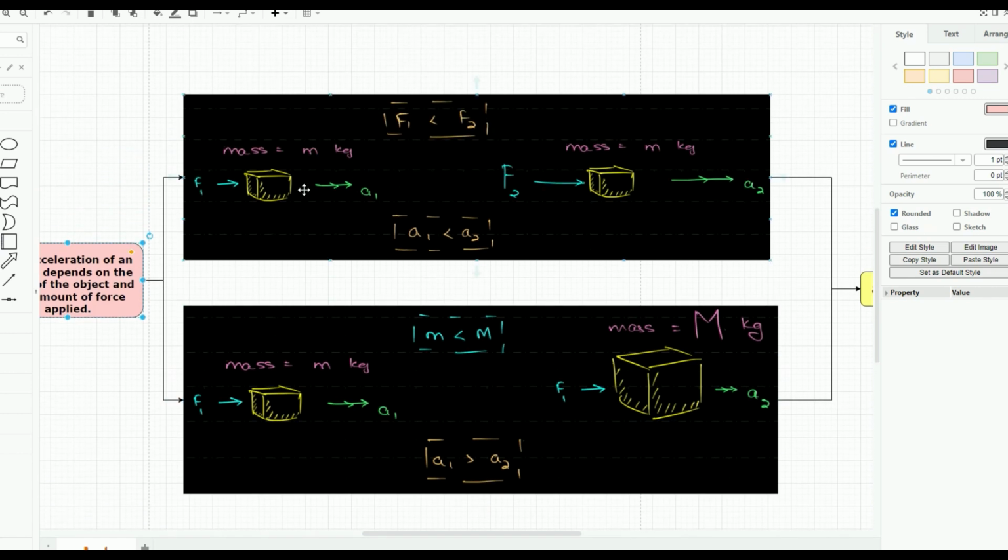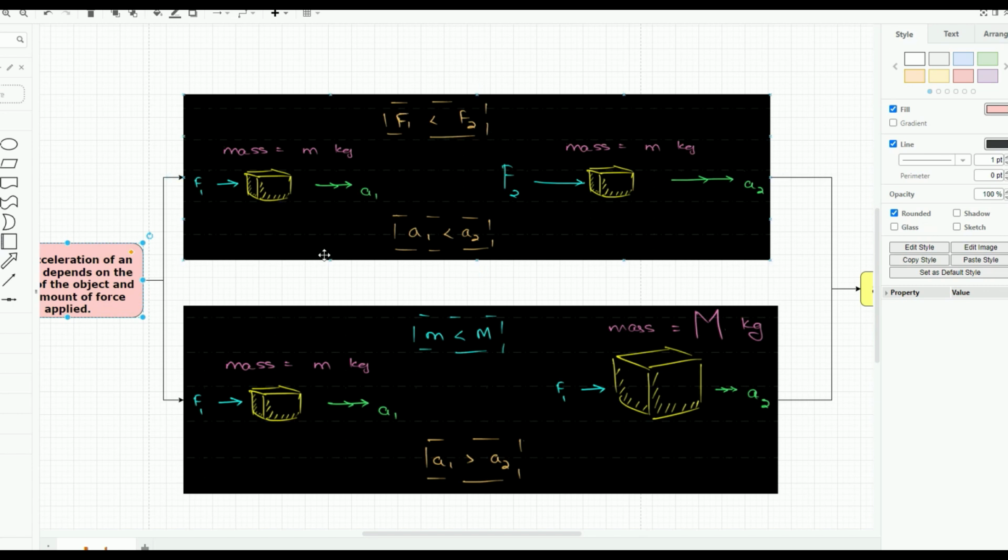The first diagram talks about 2 scenarios. The scenario is this. We have 2 objects of the same mass. For the first object, a force of F1 is being applied, and for the second object, a force of F2 is being applied. F1 is lesser than F2.